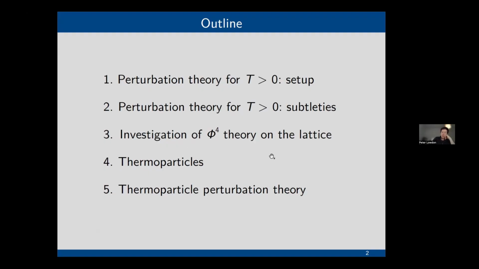And then what I'll do is I'll talk about studying theories on the lattice at finite temperature and comparing the results that you get from lattice simulations to perturbative predictions, and see if you get deviations and trying to figure out where they come from. And this leads into this notion of thermoparticles and then thermoparticle perturbation theory.